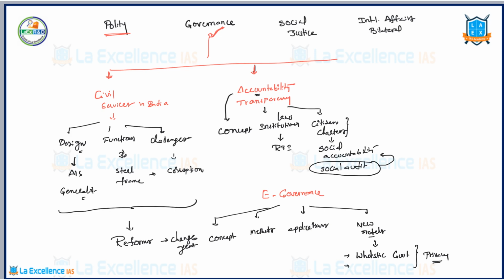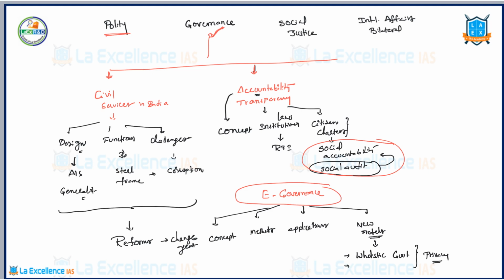But new models, how they are expected to improve governance, and what challenges they are throwing at us, we need to study. That is accountability, transparency, e-governance. In this, the specific emphasis is on social accountability and e-governance. Are we clear till now, sir?